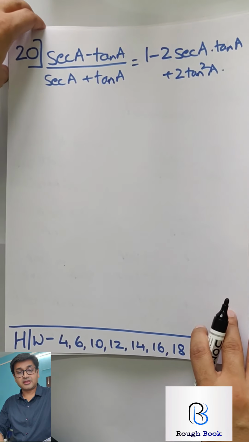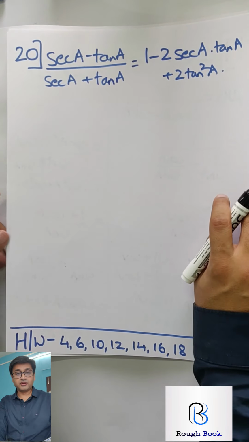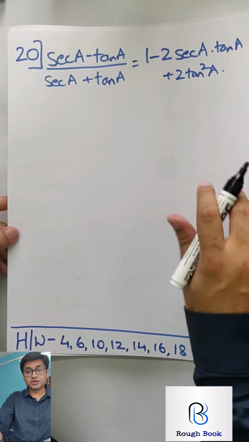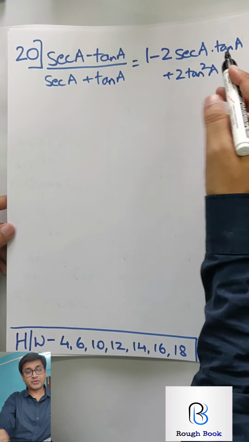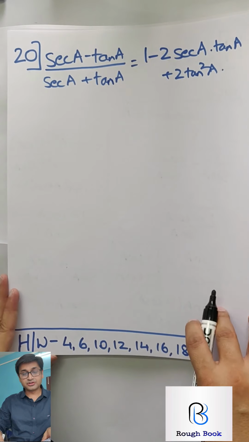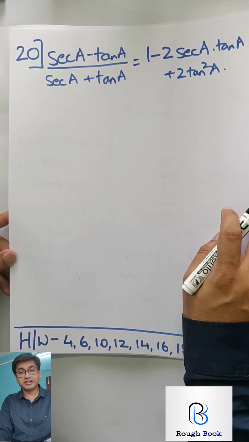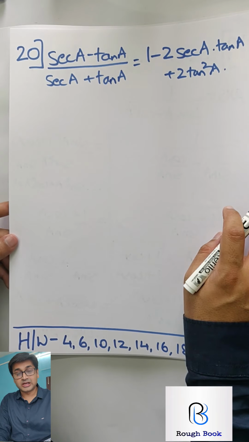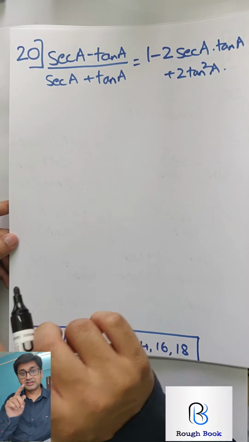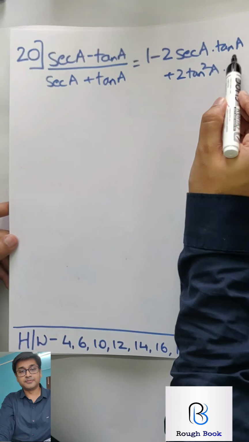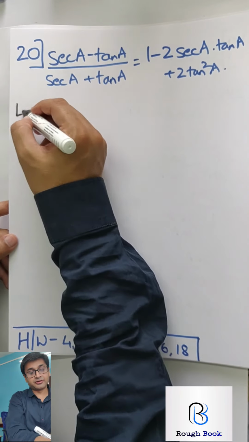This is the last sum and then we will pause. So come on, everyone, give me 100% to get this sum. Start with LHS because with RHS it's going to be tough. Okay, LHS, and can you see over here 2 sec A tan A? The hint is already there. You are going to use (A plus B) the whole square, because that gives you A square plus B square plus 2AB. This is 2AB. So I have given you the hint already.